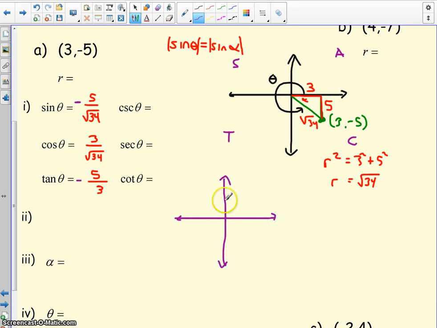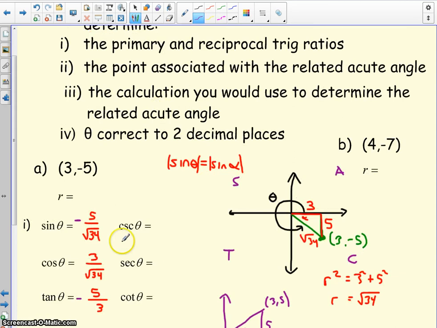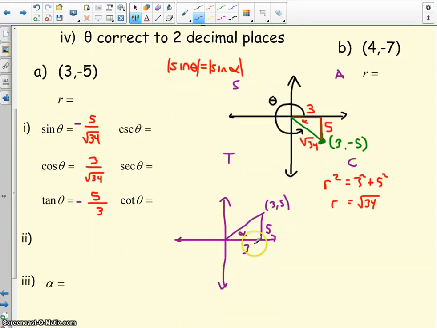Okay, so if I want to find the acute angle, the one in quadrant 1 here, and I want to keep the same ratios, instead of having the point 3, negative 5, if I want to keep the same triangle, the same size, I go 3 here, 5 here, and the point here will be 3, 5. So what I can actually do now, if I wanted a point in the Cartesian plane that would help me find just the related acute angle, is place that acute angle in the first quadrant and use the point 3, 5.